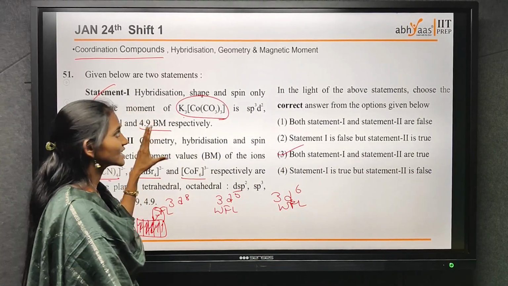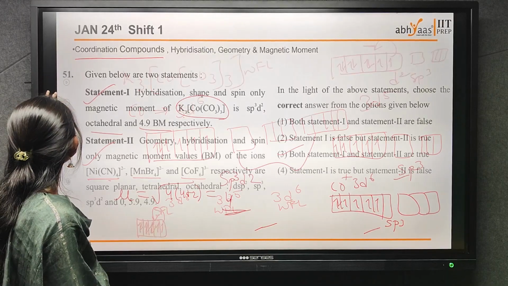Not that much moderated one. They are asking in a statement based way. Moving on to the next question.